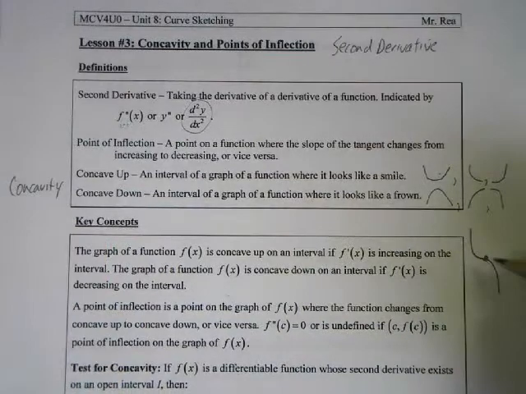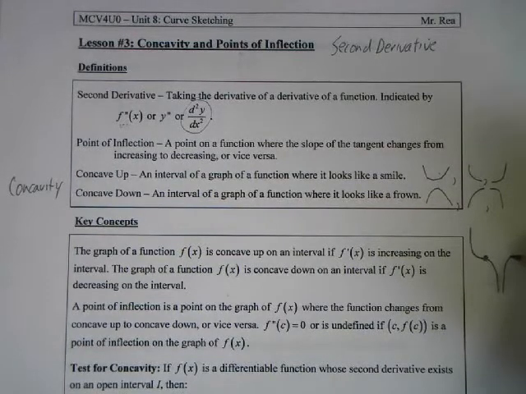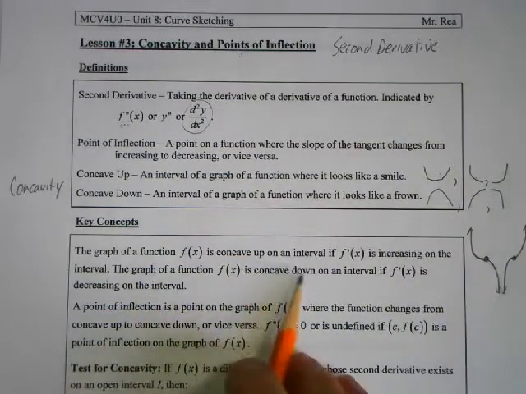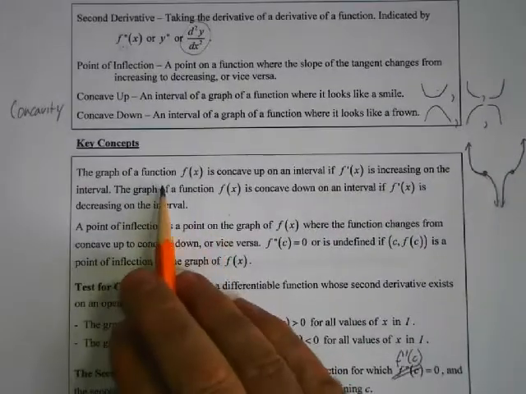So this point here, where it changes from concave up to concave down, would be the point of inflection. You could also have the opposite, where it starts off as concave down, and then at that point there it changes to concave up. Of course, it keeps going. So that's exactly what this point here says.